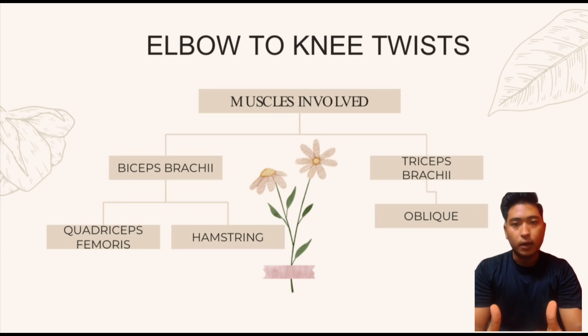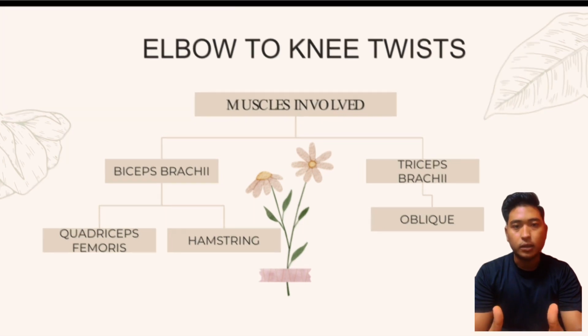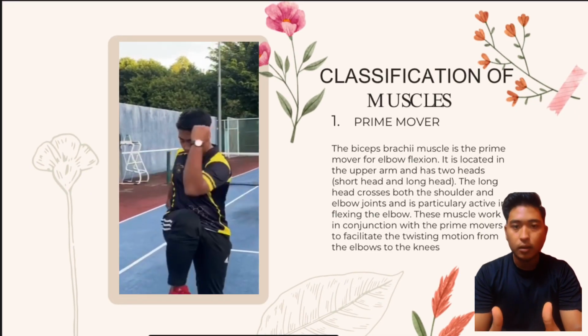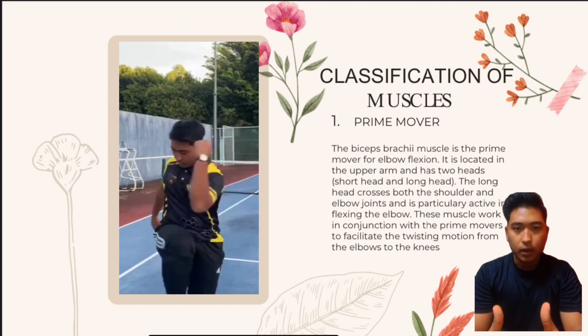Okay, so now I would like to share an exercise called elbow to knee twist. The muscles involved are biceps brachii, triceps brachii, quadriceps femoris, hamstring, and obliques. So for the classification of muscle, first is prime mover. The body part involved is the elbow.